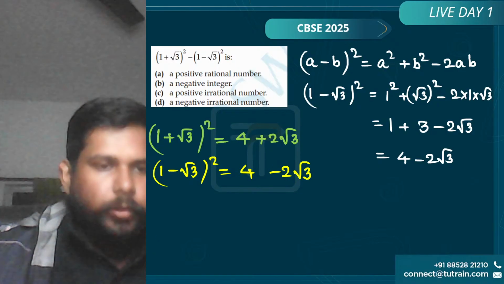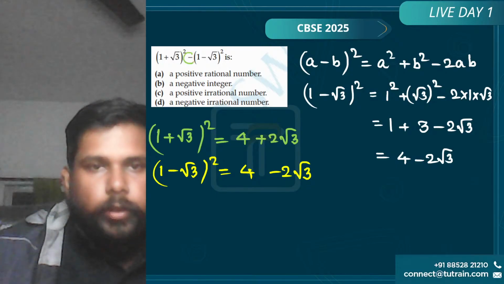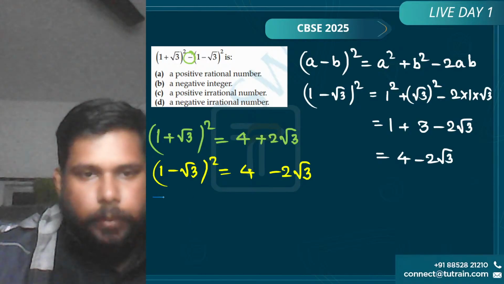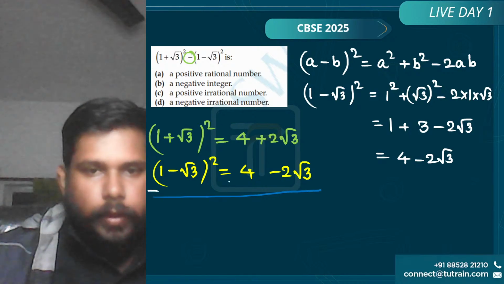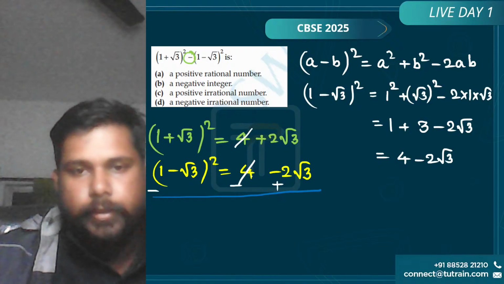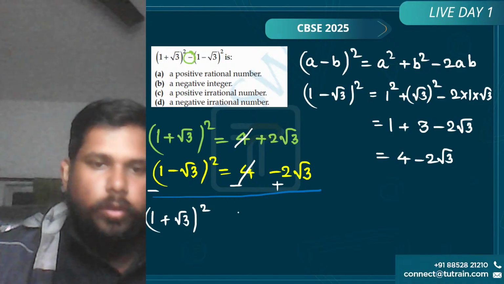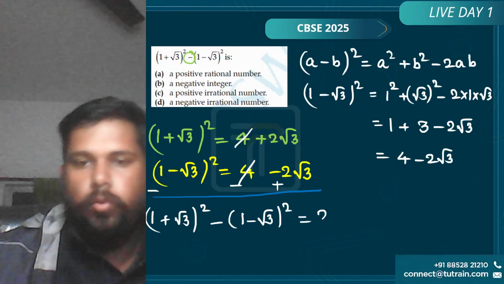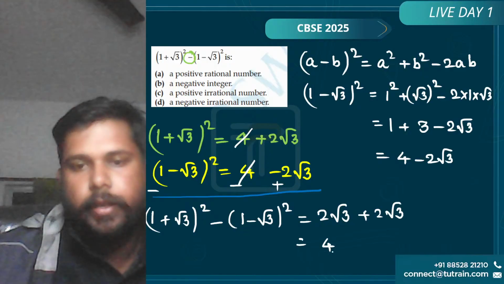Now read the question. So you can see that here we need to subtract, right? So if we need to subtract, let us subtract this, and if I use the subtraction sign, the signs will change, 4 and 4 will get cancelled out, and 1 plus root 3 whole square minus 1 minus square root 3 whole square is 2 root 3 plus 2 root 3, which is equals to 4 root 3, right?